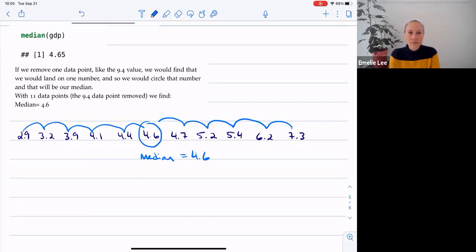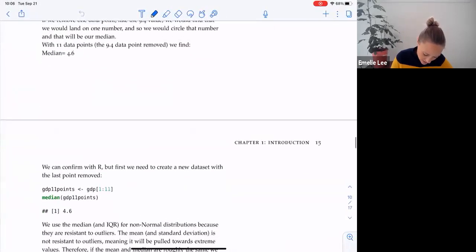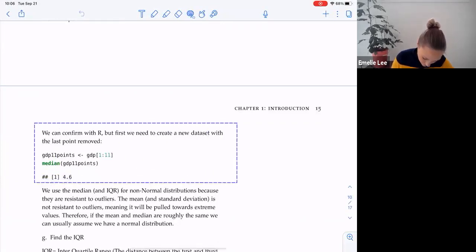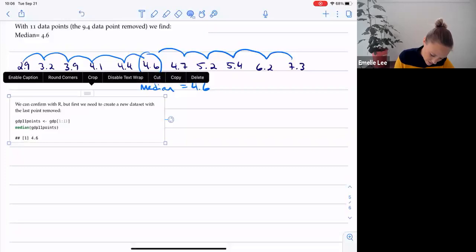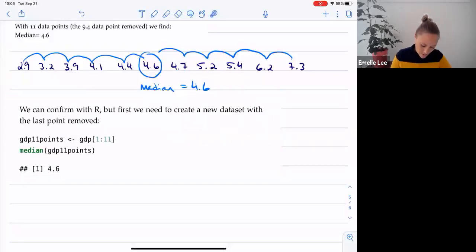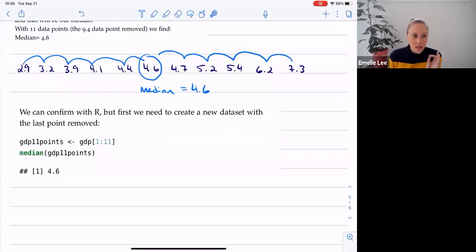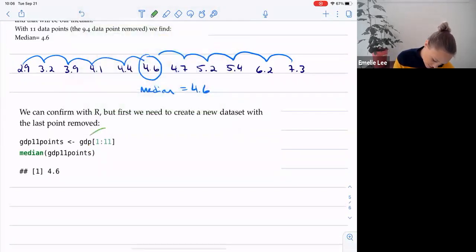So how would we alter our data set in R? That's the question. How do I lob off a data point in R? So I want to show you how to do that by bringing in the code here. So if I have my GDP data set, presumably GDP has been sorted, which I don't think I've shown, assuming GDP has been sorted.